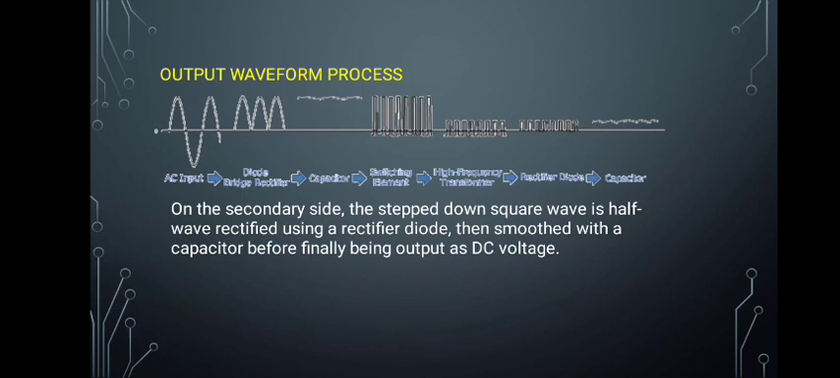Output waveform process. On the secondary side, the step-down square wave is half-wave rectified using a rectifier diode, then smoothed with a capacitor before finally being output as a DC voltage.